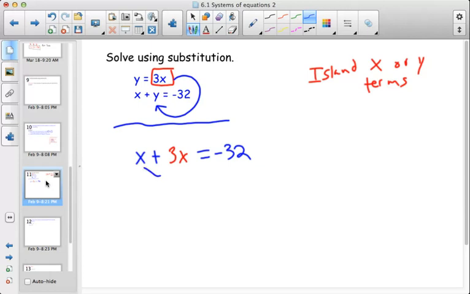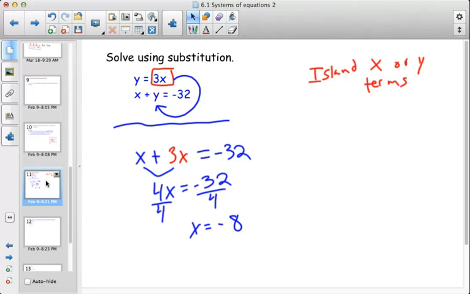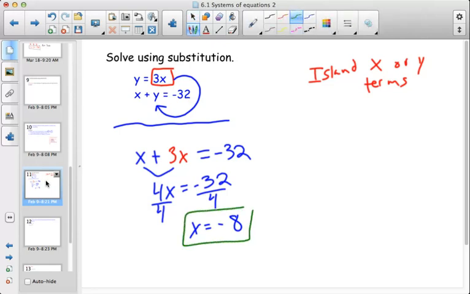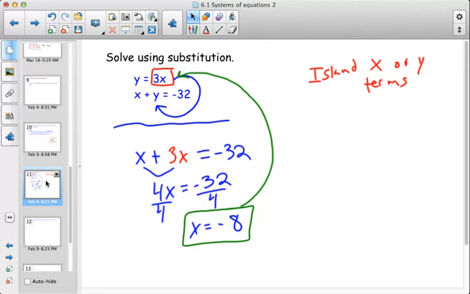We can take the x terms and put them together to get 4x equals negative 32, and use some mental math or just show our work, divide by 4, and get x equals negative 8. So this is the value of x. And after we get one, it's pretty easy to come up with the other. All you have to do is resubstitute that value into either of the original equations and solve for the unknown value.